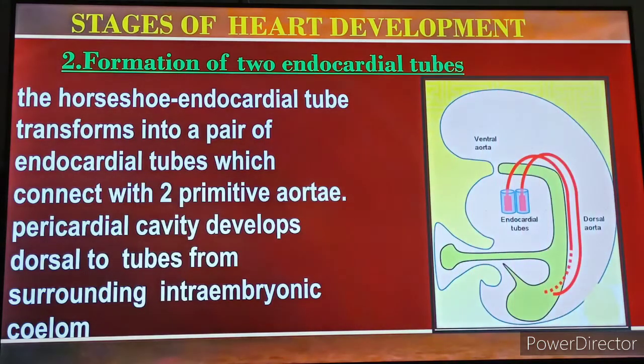Remember, we had a horseshoe shape of cardiogenic fields. These cardiogenic fields are going to develop and give us 2 endocardial tubes, one on the left and one on the right side of the developing embryo. You can see on the left hand side, the diagram is trying to show us the 2 endocardial tubes that have developed from the horseshoe shaped primary and secondary cardiogenic fields.